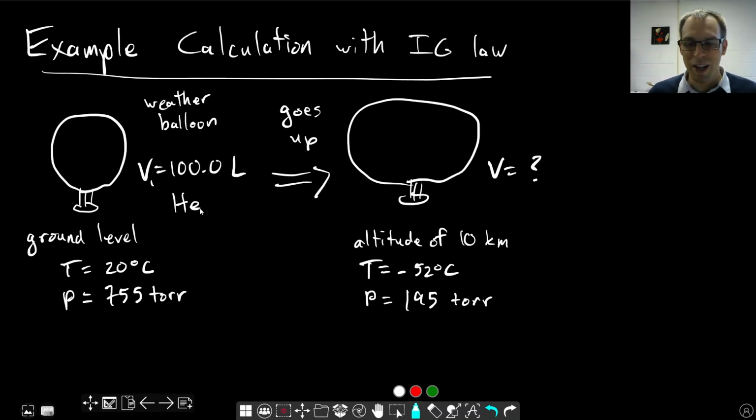And the question is, using the ideal gas law, what is the volume once it reaches that altitude of 10 kilometers and reaches these conditions? So let's go ahead and go through this.